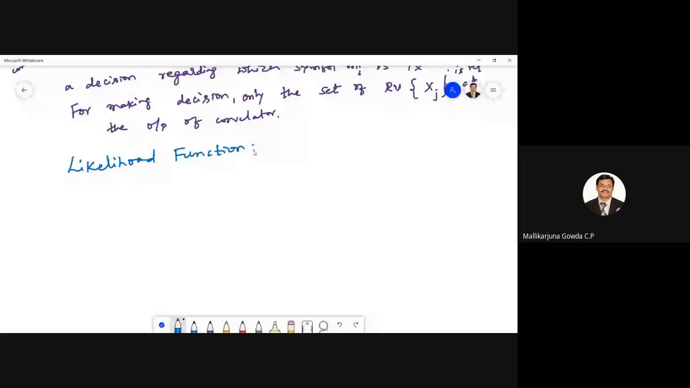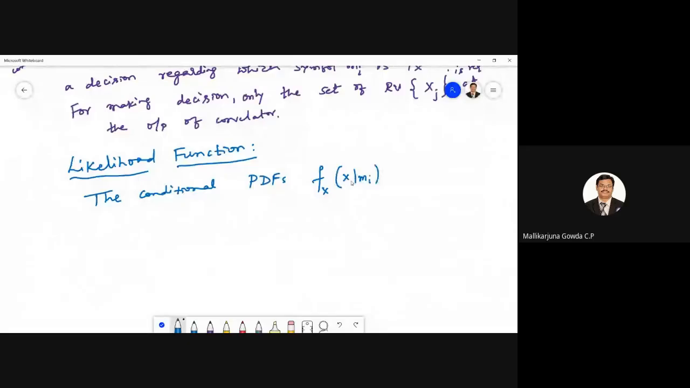This is what is known as the likelihood function. Whatever I have written, the conditional probability density functions f of x given mi, where the value of i can vary from 1 to m, are called the likelihood functions. The conditional probability density functions are known as likelihood functions.